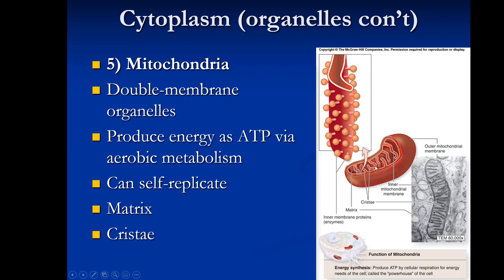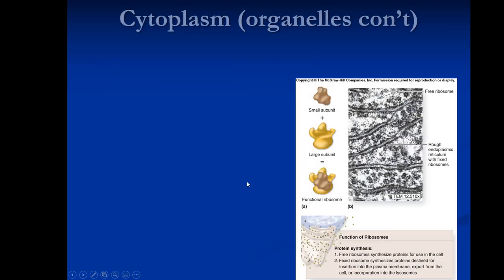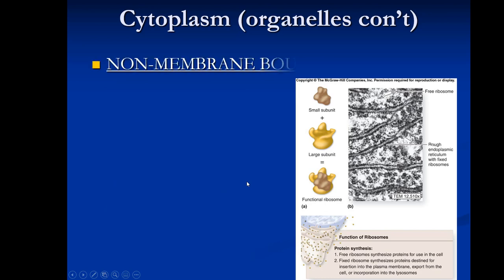So the different parts of the mitochondrion, there's two membranes. The inner part in here is called the matrix. So the matrix is the inside. Then there's an intermembrane space in between the two membranes. And then you can see the inner membrane is very folded, and those folds are called cristae.